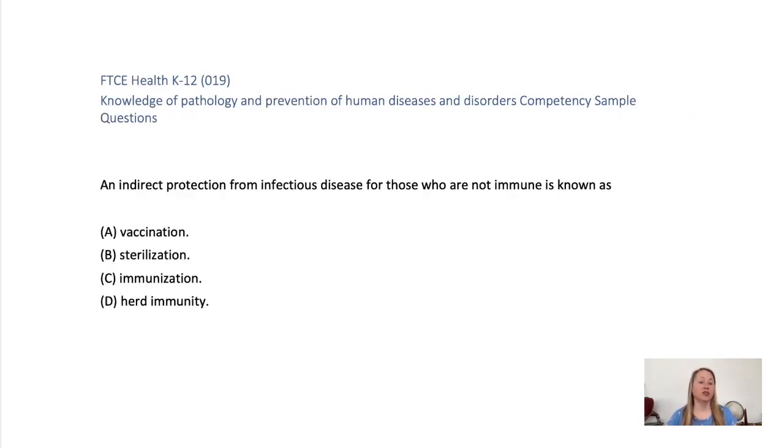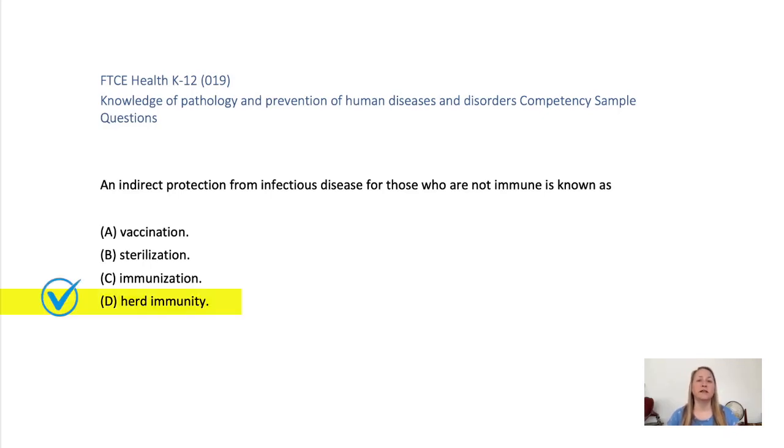An indirect protection from an infectious disease for those who are not immune is known as A. Vaccination, B. Sterilization, C. Immunization, or D. Herd immunity. A. Vaccination. This is the process of giving a vaccine, but it directly protects the individual who gets vaccinated. Sterilization. This means killing or removing all microorganisms, usually on objects or instruments. C. Immunization. This is the process by which a person becomes protected or immune to a disease.